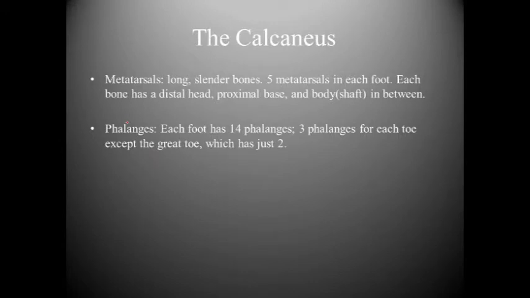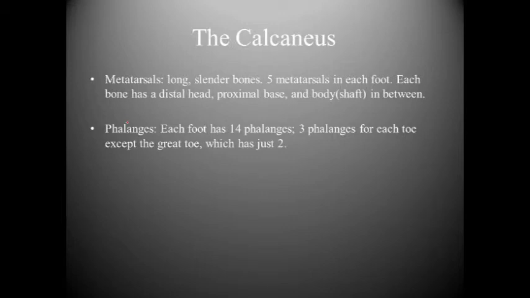So we see that the metatarsals are long, slender bones. There's 5 metatarsals in each foot. Each bone has a distal head, proximal base, and a body or shaft in between. The phalanges then are what we refer to as toes. Each foot has 14 phalanges, 3 phalanges for each toe except the great toe, which has just 2.